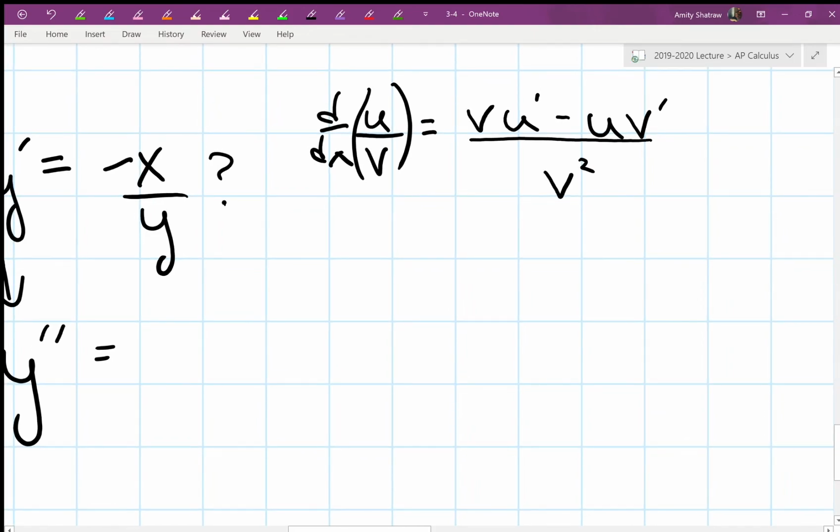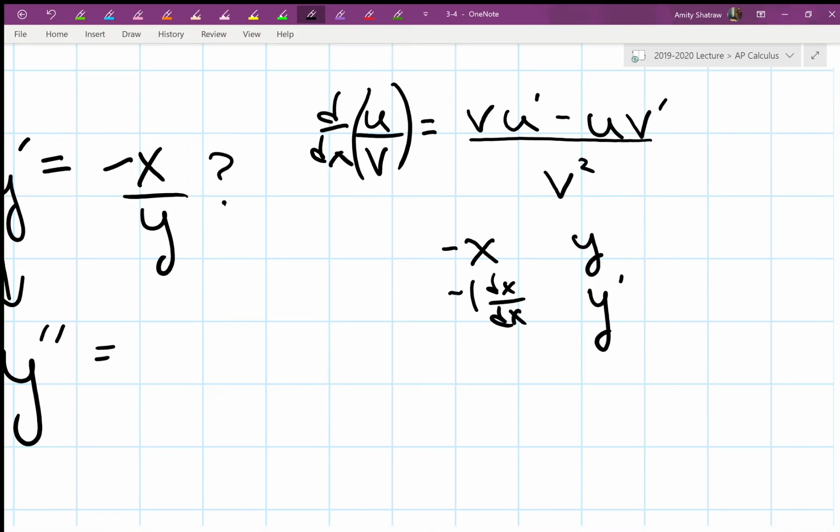Okay, so just like the product rule, I want to figure out what each one of these pieces is. If I have negative x, then the derivative of that is, and yes, I am going to use my dx/dx here, negative 1 dx/dx. I took the derivative with respect to x. Then I have y, and I need to find the derivative of that. What is the derivative of y? It would be y prime, which is the same thing as dy/dx. Yes? Okay. And now I have those two things, and I want to plug them into my quotient rule.